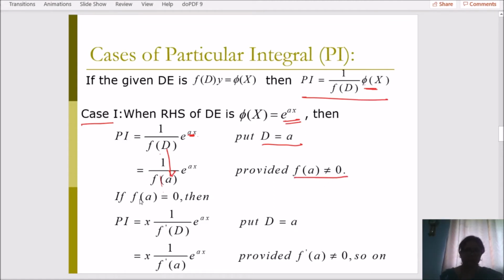If this value equal to 0, that means the case fails. Then we apply another method. Multiply the term by x and differentiate the f of D term with respect to D. e to the power ax write down as it is, and again substitute D equal to a. The condition is that again this value f dash of a is not equal to 0. If this value equal to 0, again apply same method, find out the values.